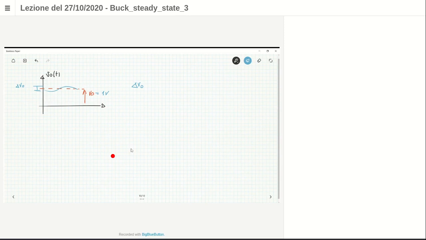For example, previously I derived an expression for delta VO that is useful for ceramic capacitances. This expression is delta V naught, which depends on delta IL, divided by 8 C naught multiplied by Fs. And delta IL is V naught times (1 minus D) divided by L Fs. So if you want a very small delta V naught, you have to reduce delta IL, so you have to increase L, and then you have to increase C naught. So L and C naught should be very large.